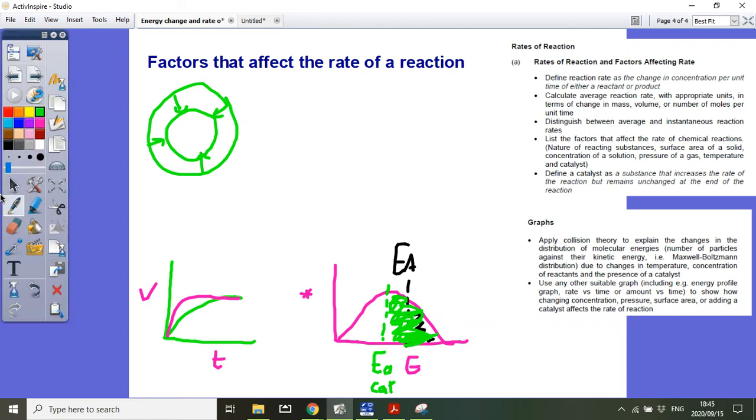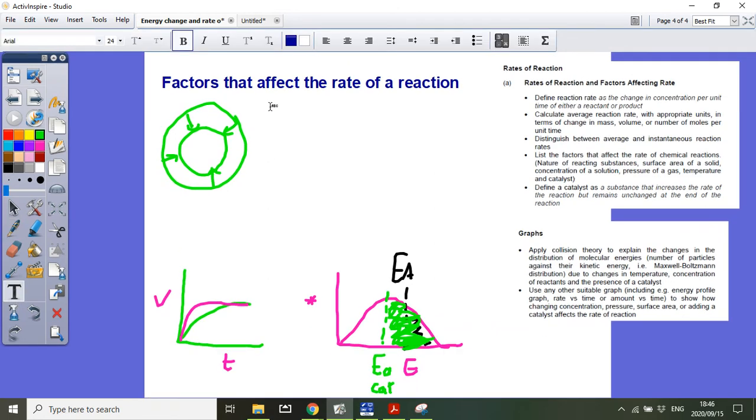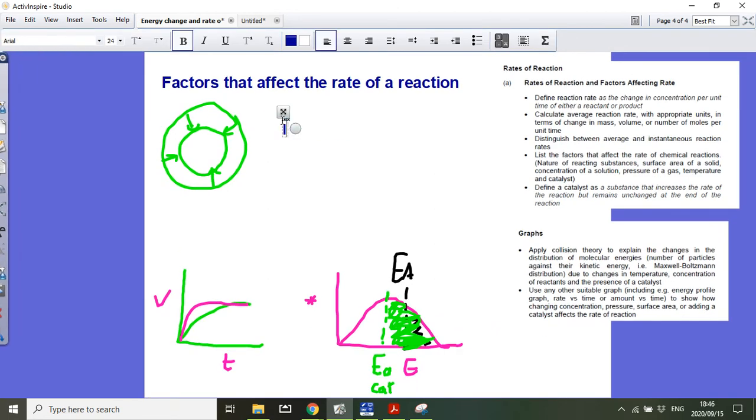So an increase in pressure is almost the same as an increase in concentration because I've made the volume smaller. That's why I mentioned that earlier. So an increase in pressure is due to a decrease in volume.